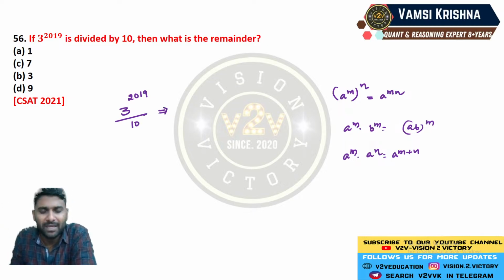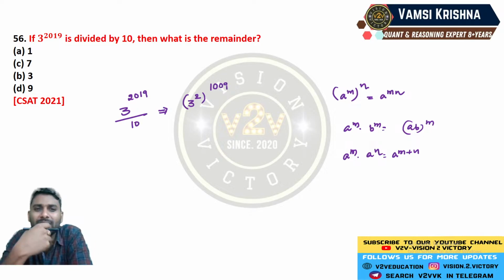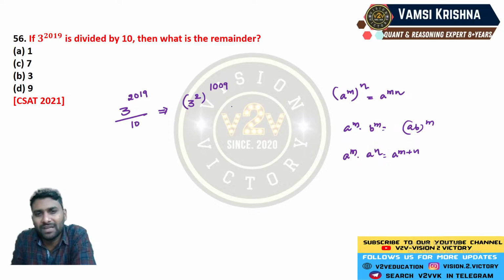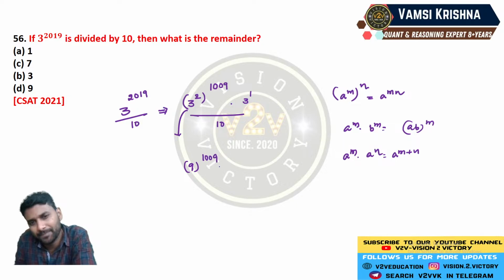Now see, here 3 power 2019 you can take as 3 square, whole power 1009, because 1009 multiplied by 2 gives 2018. Now we are left with one more power, so you have to write it this way: 9 power 1009 into 3 power 1, divided by 10.